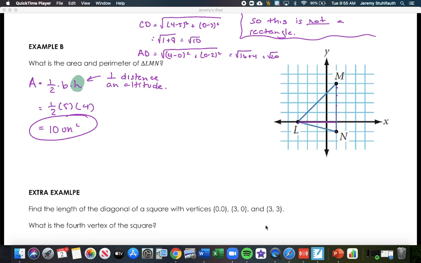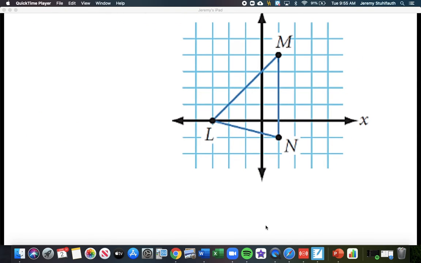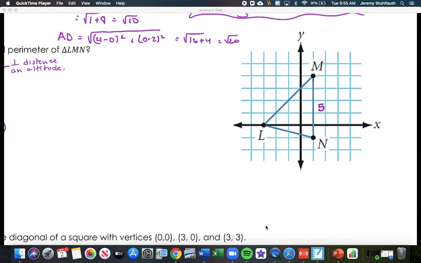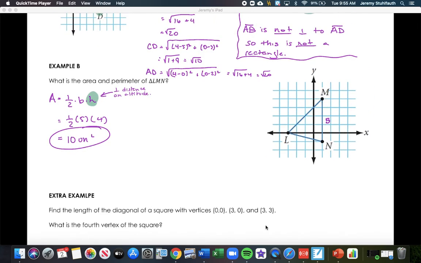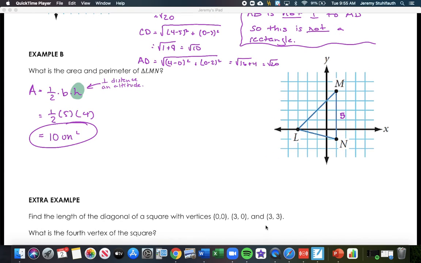Now, to find the perimeter, we would need to know the length of each side. If we take a look at this, first we can find the length of MN. We already know that that is 5. We can just count that because it is vertical. Whenever you have a side that is vertical or horizontal, you can just count the distance between the 2 points. But once you have sides like LM and LN that are diagonal, then you would need to use the distance formula to find those distances.